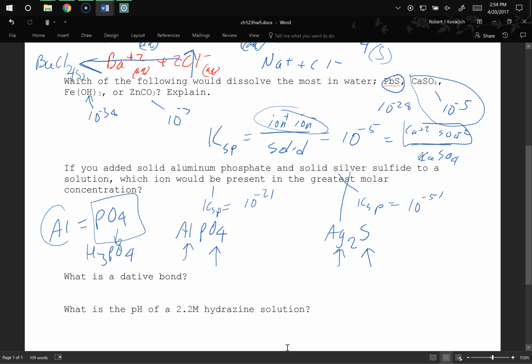The answer to this question is aluminum. There isn't any phosphate left. Why? Because it's turning into phosphoric acid. And even if it's a weak acid and some of it dissociates, the PO4 minus 3 is going to grab an H and become HPO4 minus 2. And that's going to grab another H to become dihydrogen phosphate. And then most of them will grab another H to become phosphoric acid. So there won't be any phosphate left when this is finished. Does that make sense?